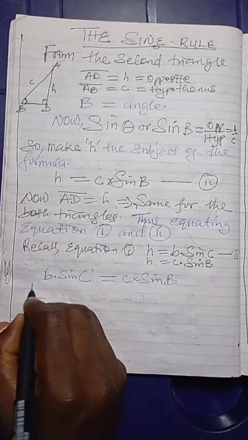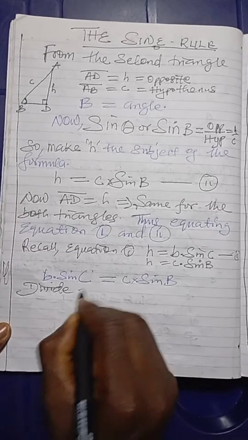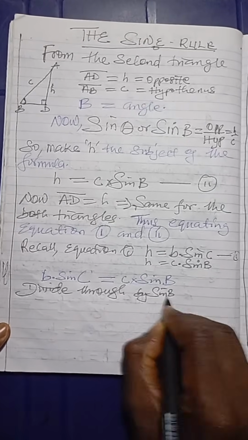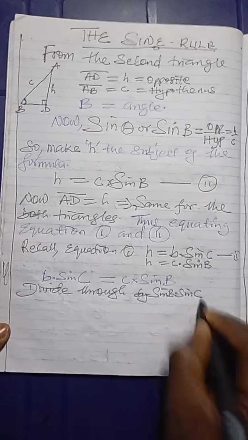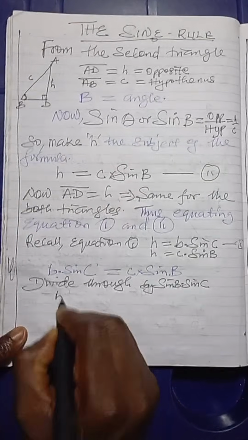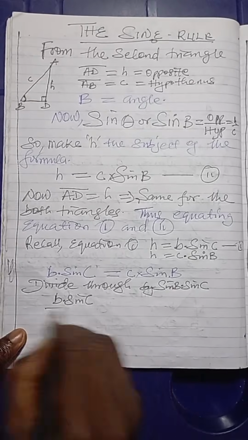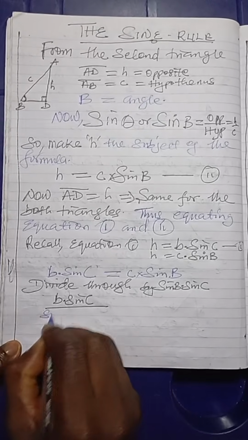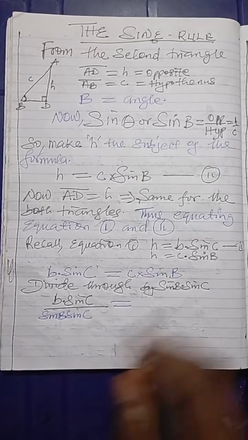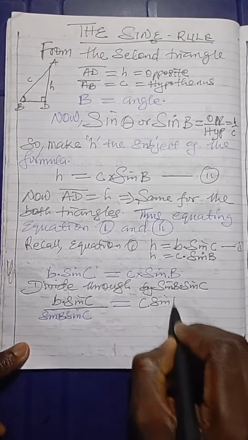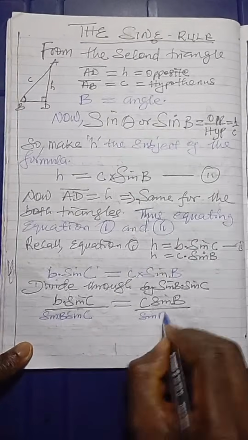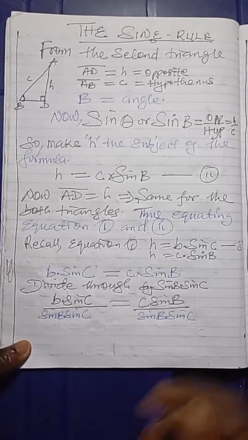Now for here, we are going to divide by sine B multiplied by sine C, so that we can derive the formula. I will now have B sine C divided by sine B multiplied by sine C is equal to C sine big B divided by sine B multiplied by sine C. Good.